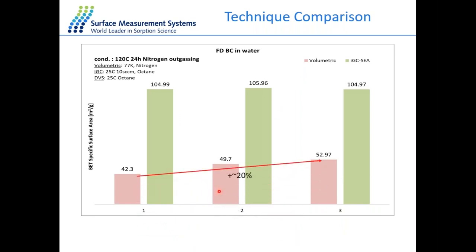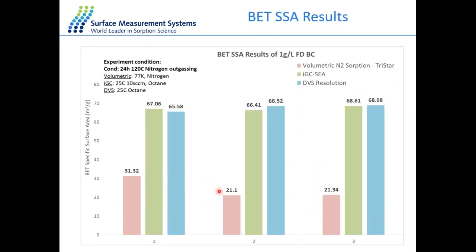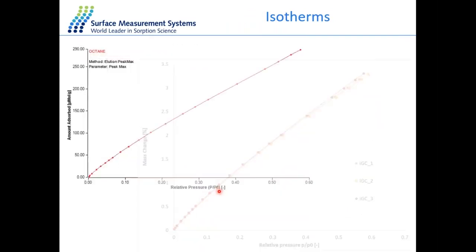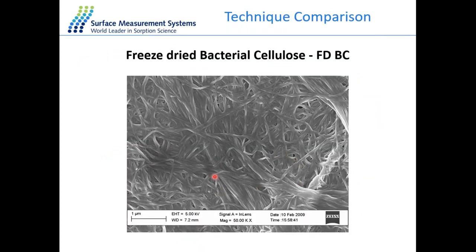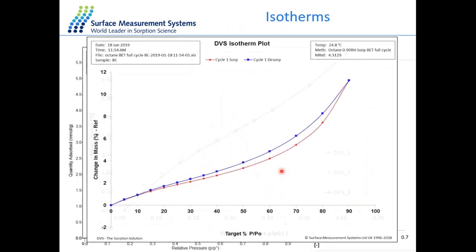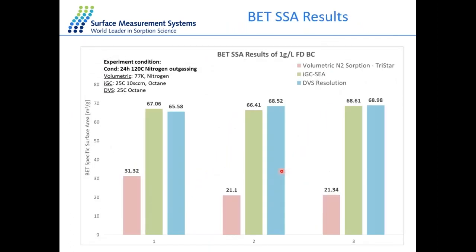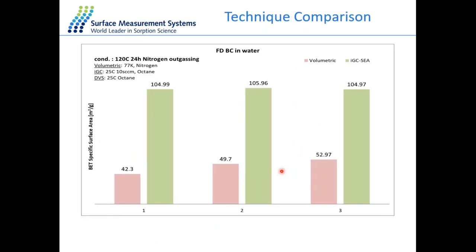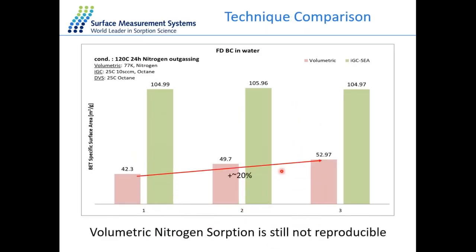So most likely what is happening is that the pore structure of this material is relatively soft. It's a cellulose, it's not a rigid material. So by exposing it to cryogenic temperatures at very low pressures, we are most likely collapsing the structure of this material, thus giving the low and relatively unstable surface area values.